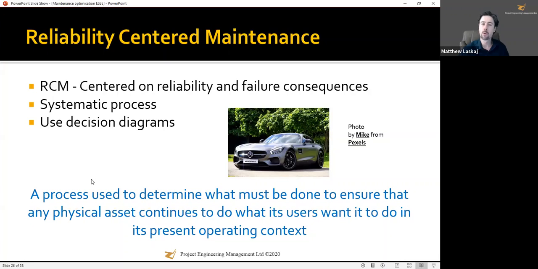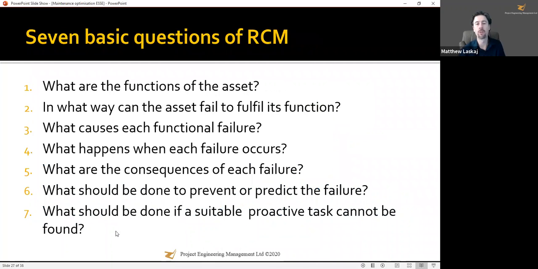Okay, so we still want to know what the function of our equipment is, but what we're going to do is focus on what we have to do to keep it running to that function and look at what the consequences of that failure are. And what it does is it asks you 7 very logical process questions. What's the function of the asset? Okay, what does it do?